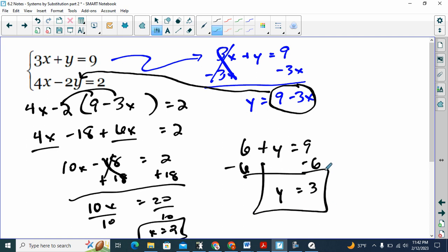So continuing with systems by substitution today. Problems that might look a little bit different. A couple things that we have to do that are a little bit different, but same overall method.